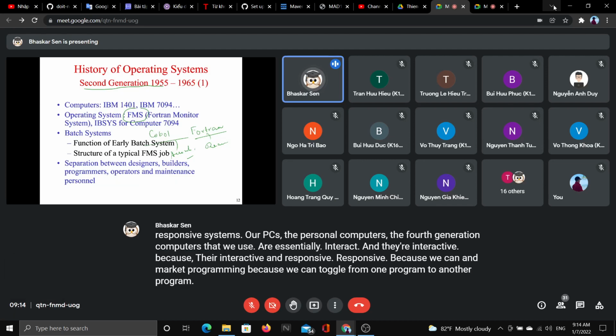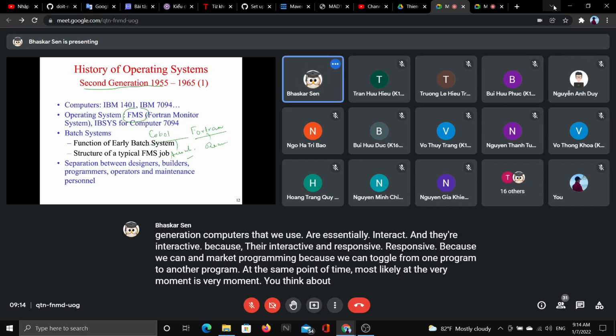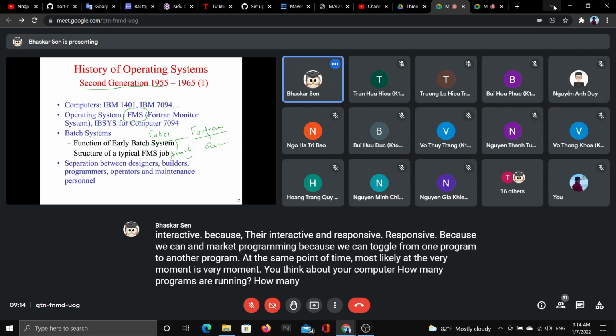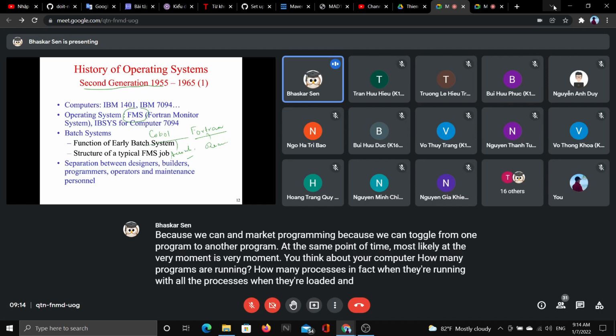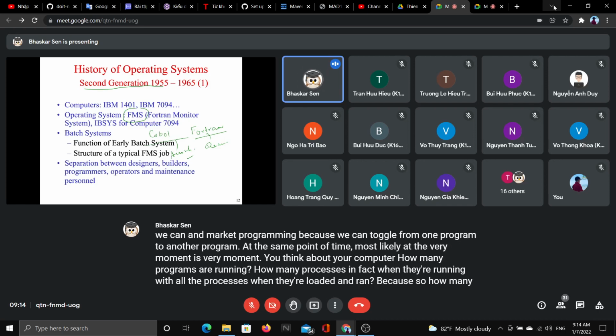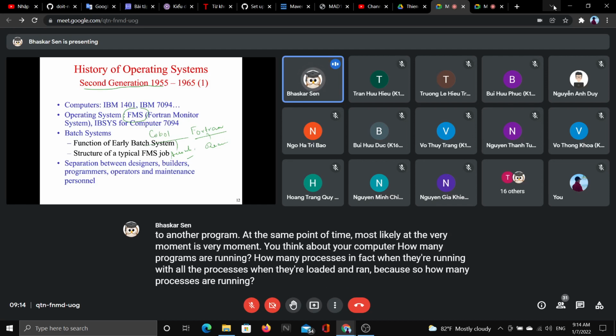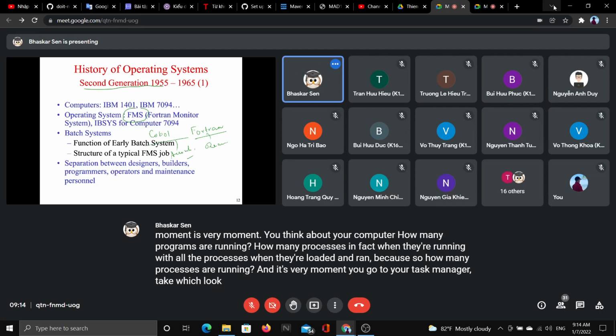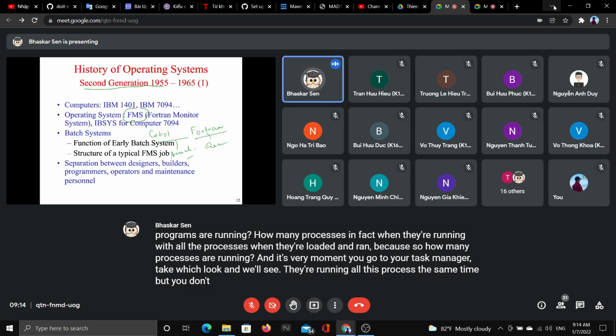At this very moment, think about your computer. How many programs are running? How many processes? In fact, when they're loaded in RAM, we call them processes. So how many processes are running at this very moment? You go to your task manager, take a quick look, and you will see. So you're running all these processes at the same time, but you don't have to wait for one process to finish its complete execution.